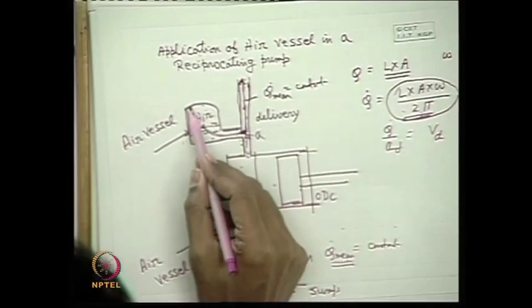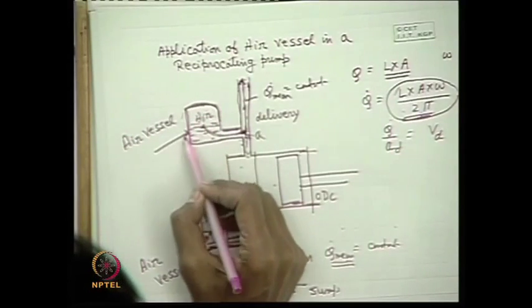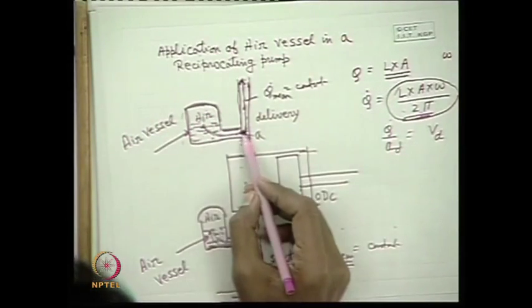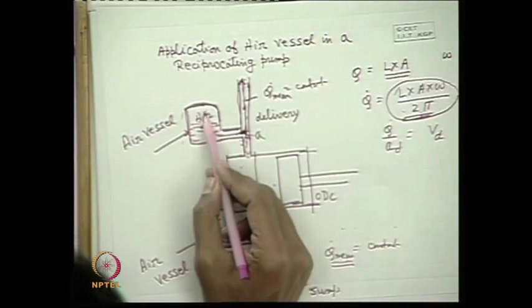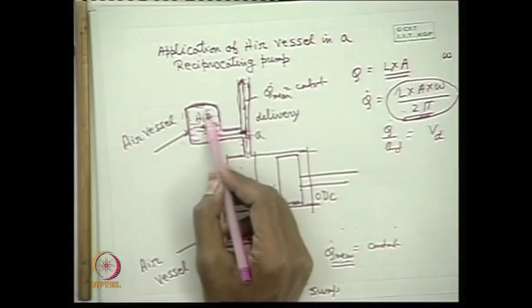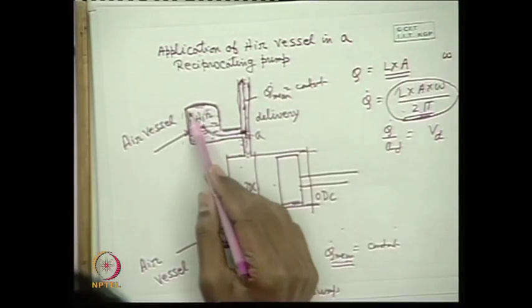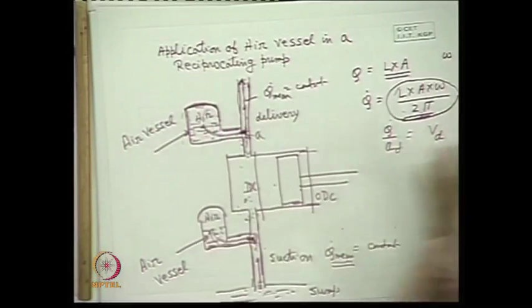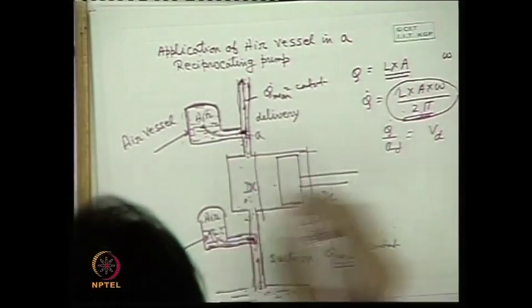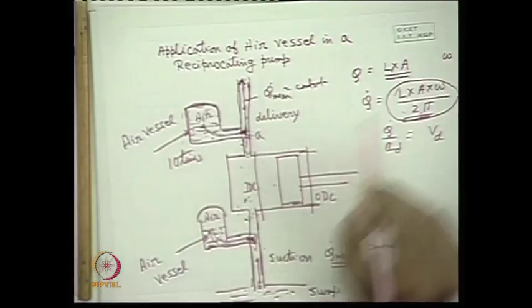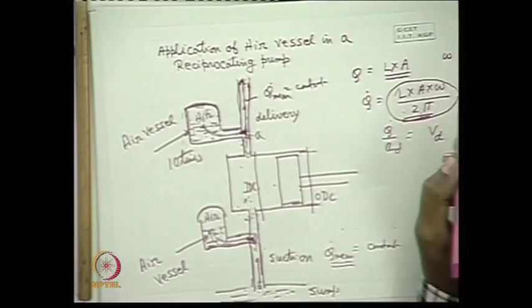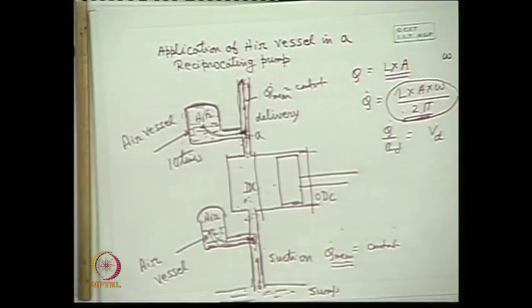The design characteristic of this air vessel is that the air vessel is very large compared to the cross sectional area of this delivery pipe and this cylinder, so that expansion and compression of the air does not change its pressure. The pressure remains almost constant. So, initially you have to fill with the compressed air and that pressure remains almost constant. It is very large, 10 times larger in area than the area of the delivery pipes or the suction pipes. The air vessel is a large area. So, initially you fill it with some compressed air at a predetermined pressure.